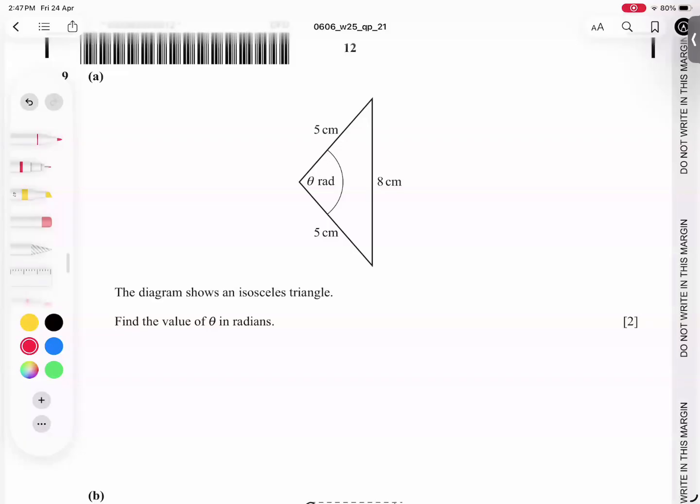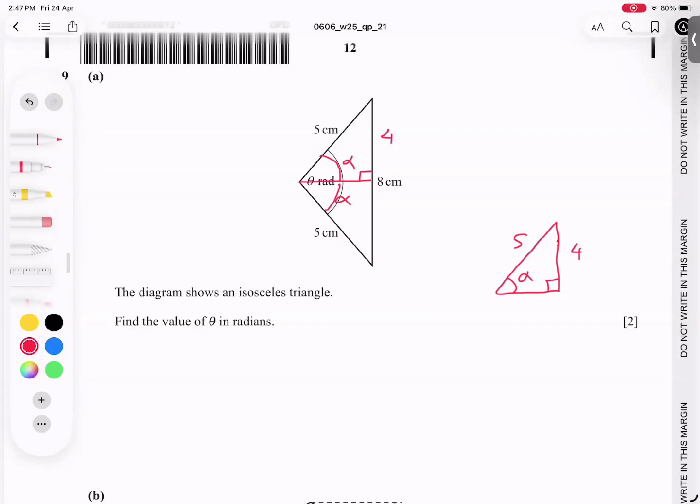Question number 9, students. The topic is circular measure, I think. So let's start now. We have to find theta in radians, and all three sides are given. Two ways: the cosine rule directly, or drop a perpendicular line from here. This I label alpha, this is also alpha, this is 4. I will make the upper triangle, like this: here 4, here 5, here alpha. So how to find it?